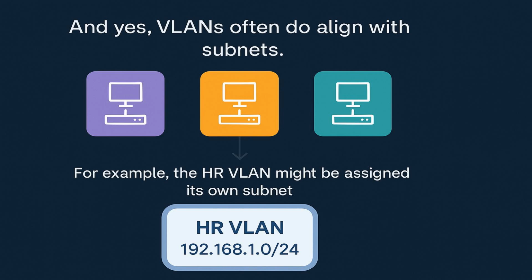And yes, VLANs often do align with subnets. For example, the HR VLAN might be assigned its own subnet, but that's more about good design than technical requirement. You could, in theory, have multiple VLANs in the same subnet, but it's not common because it gets messy fast.